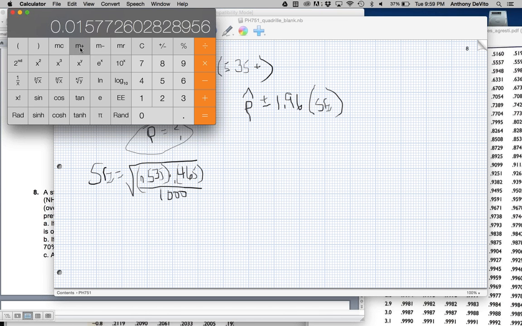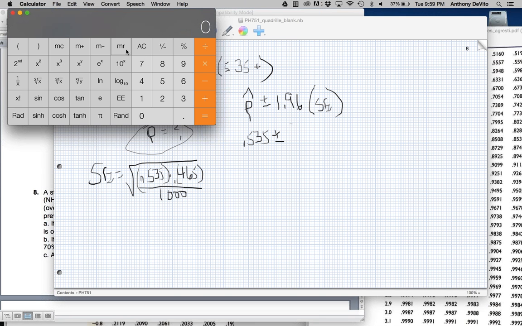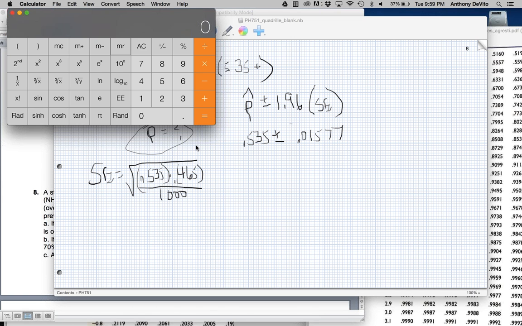So I'm going to store our margin of error in here. And now I'm going to subtract it and add it to our proportions. So this is going to be 0.535 plus or minus our margin of error. What's our margin of error? Margin of error is 0.01577. We're going to add and subtract that. Except I'm going to have the actual value here, so I'm not even going to bother rounding it. I'm going to leave it as it is.